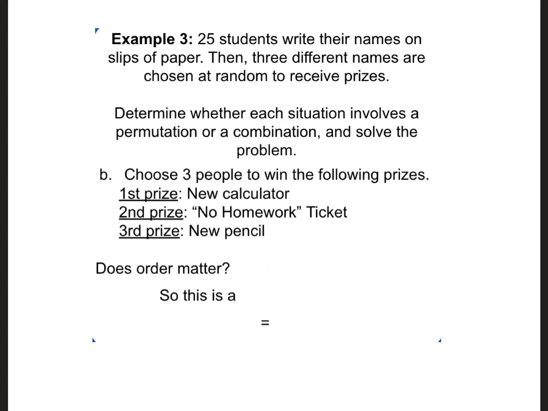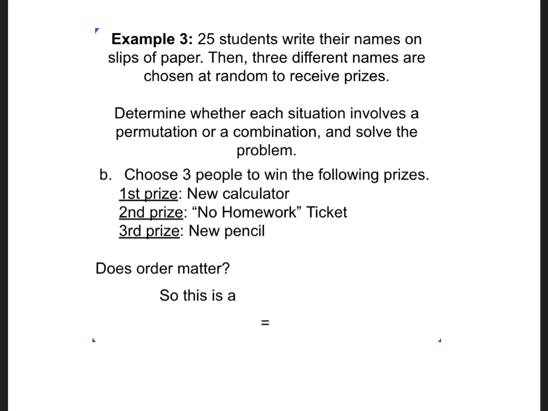Now the second part, it's the same thing. We have 25 students, we're choosing 3, but at this point we're choosing 3 people to win different prizes. So the first prize, the first person we draw, they get a new calculator. The second person we draw gets a no homework ticket. And then the third prize, the third person I draw, gets a new pencil.